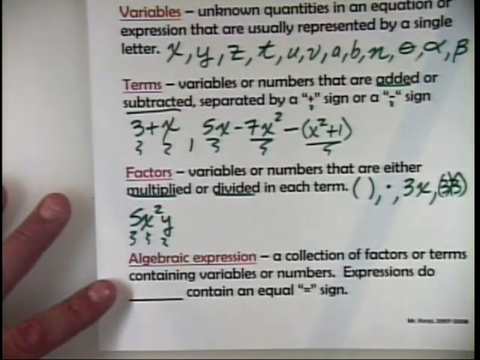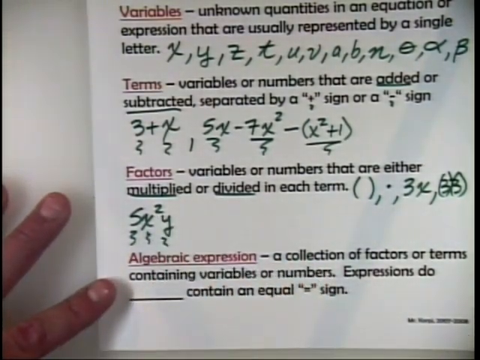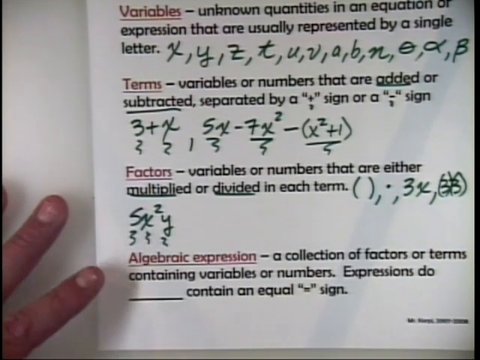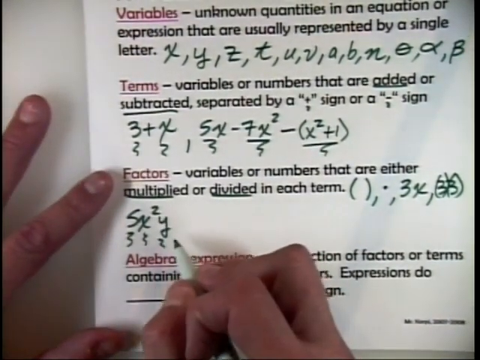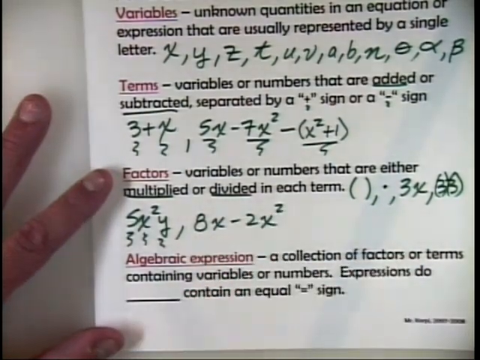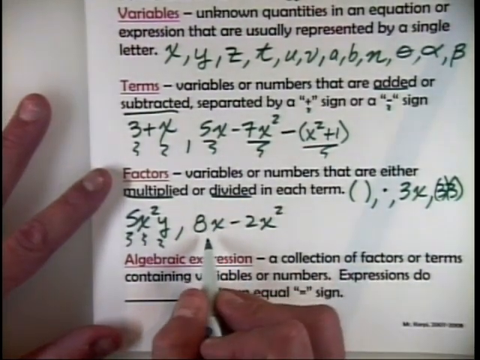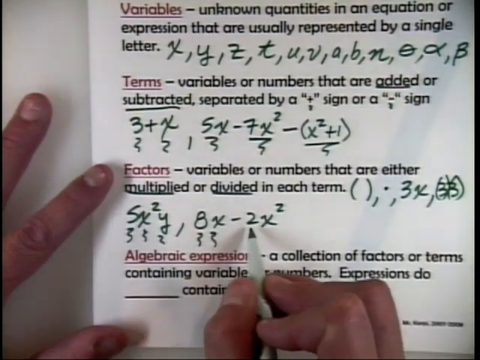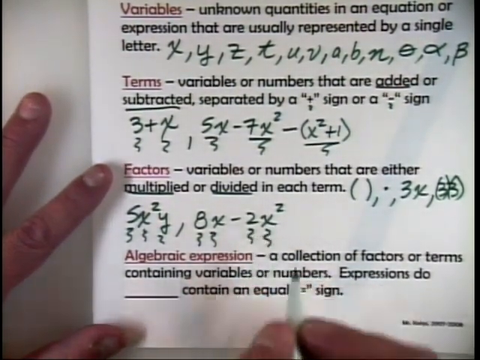They're all multiplied together. Some might even consider the x squared as being 2 factors. But notice there's no plus or minus signs. So one term, 3 factors. If I look at something like this, 8x minus 2x squared, I have 2 terms, and in the first term I have 2 factors, and in the second term I have 2 factors.